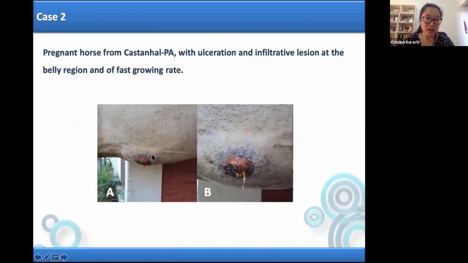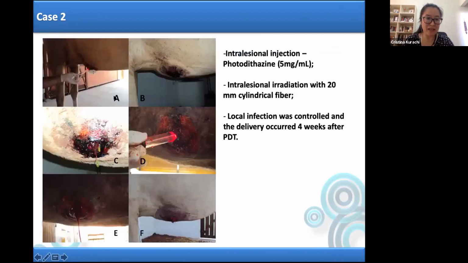This is the second case. In this case it was a pregnant horse, and the idea here was to really control the infection so the animal could deliver the foal. This is in the belly. Again, we had intralesional application of the photosensitizer. In this case, we even used a fiber inside the lesion. This is just a cylindrical glass tube.